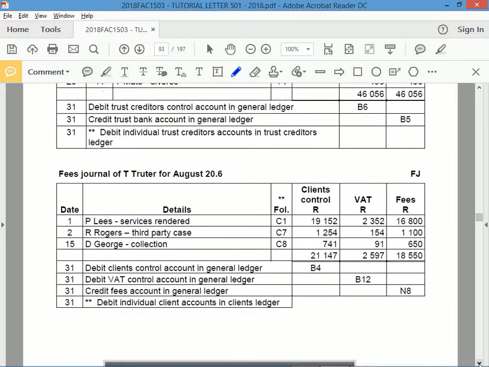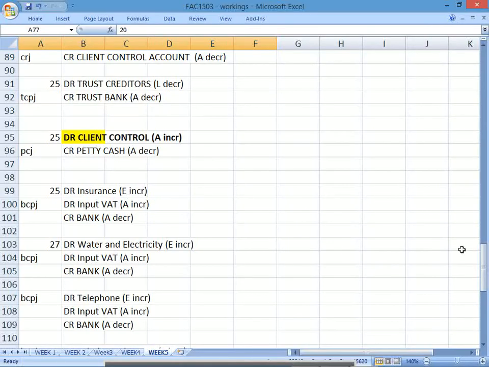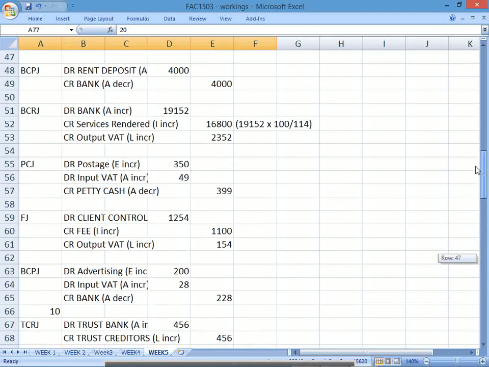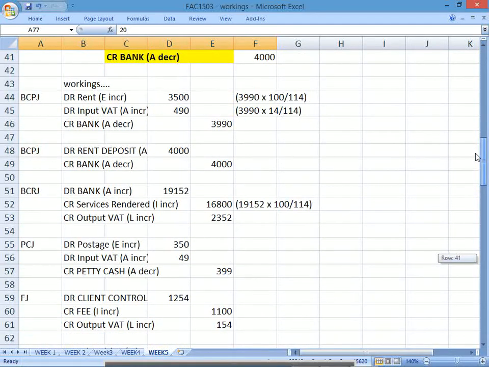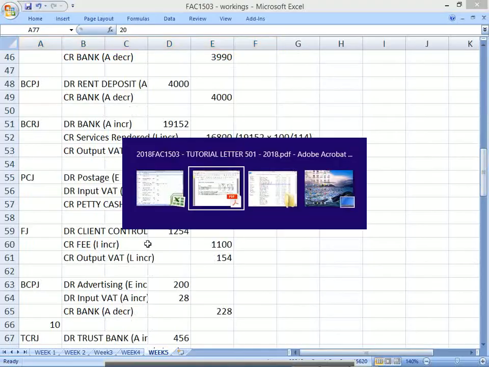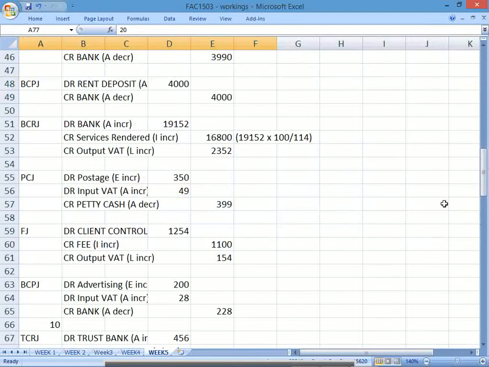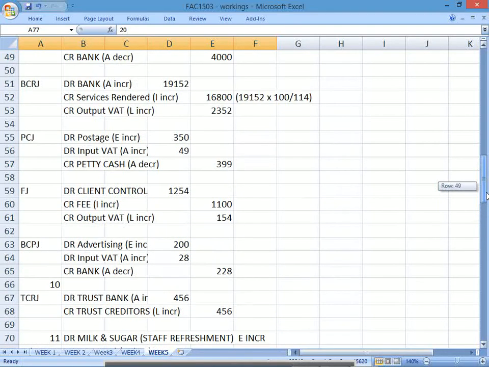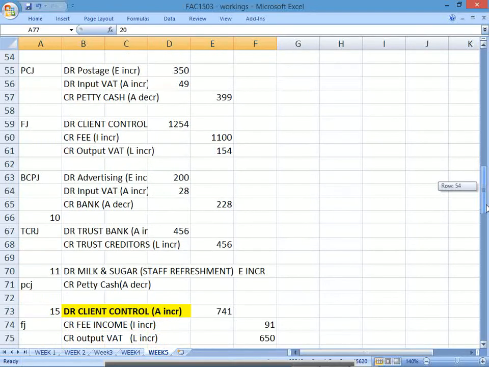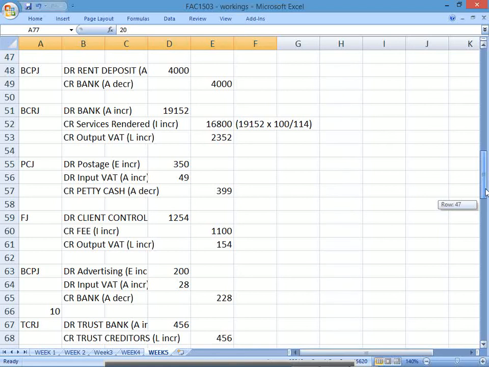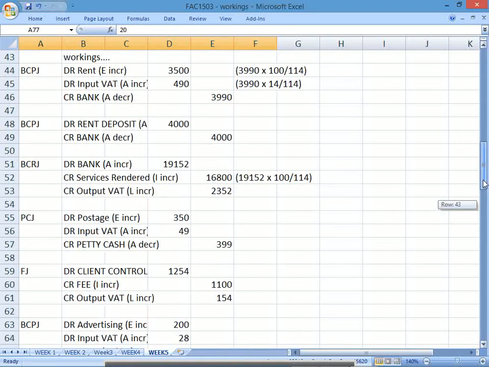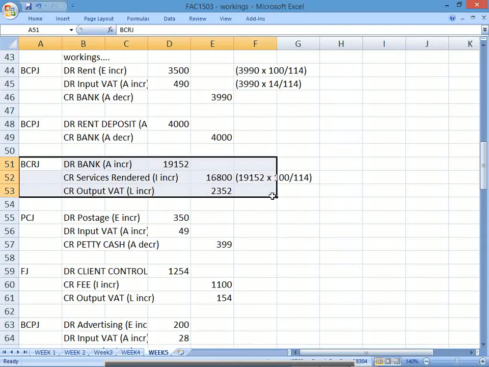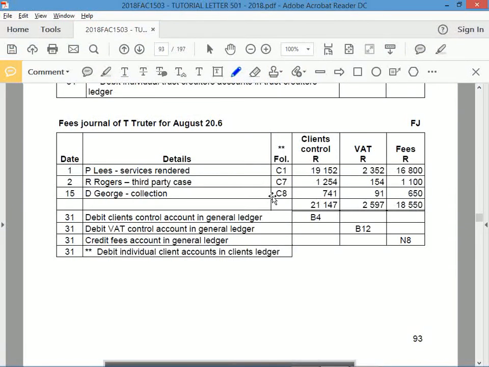Fees journal is what you earn. So there were three here. Let's check. Day one, did we have the fee? Yeah, FJ, client control account. That's fine. That's good. The second, did we have a fee there? Where's the second? Did I not write that one down? Oh, I wrote it down here. There it is. The 19,000.